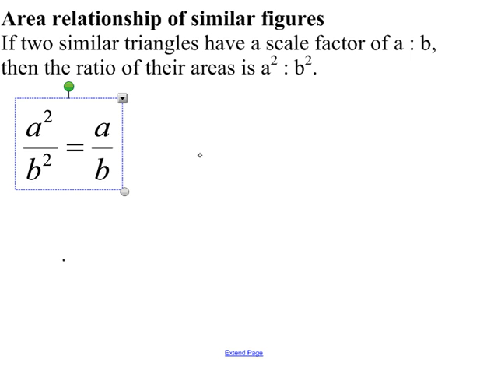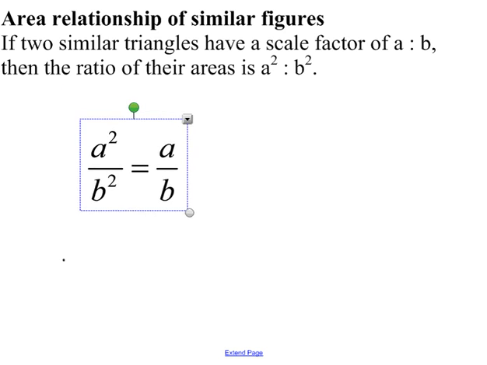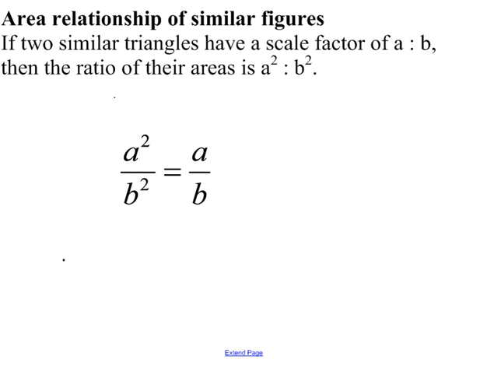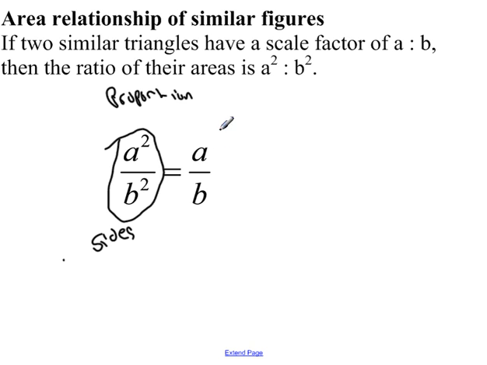So this is the area relationship of similar figures. And it says if two similar triangles or figures have a scale factor of A to B, then the ratio of their areas is A squared to B squared. And basically, I simplified it for you here with this proportion. And in this proportion, the left side represents the sides of figure A and figure B. And the right side of the proportion represents the areas of figure A and figure B.